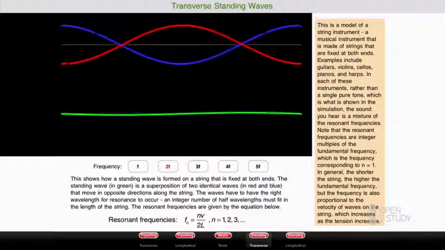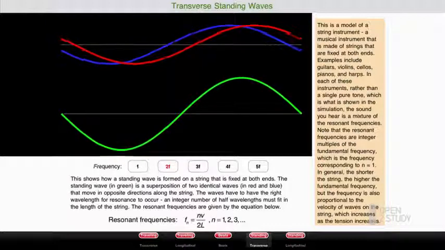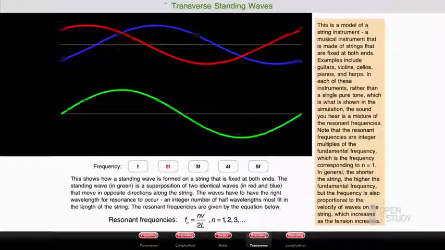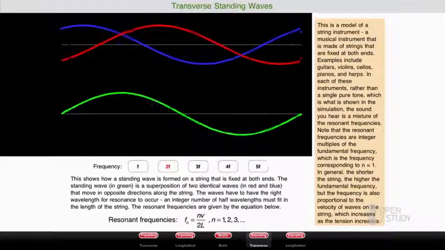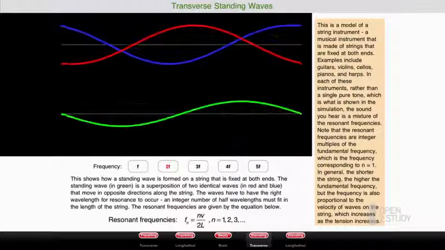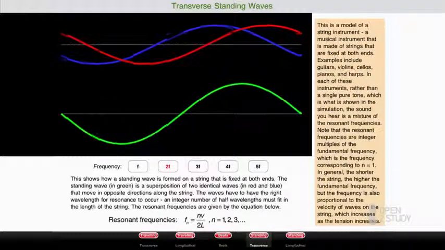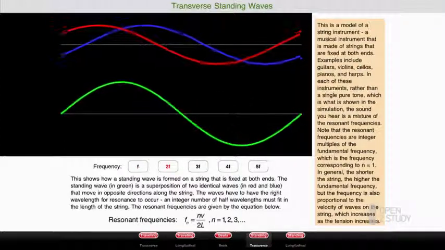If you look carefully now, you can see that the length of the string exactly matches a wavelength of the wave. So on the same string, we can have a wavelength that's twice the length of the string, and now we've got a wavelength that's exactly the length of the string. In fact, those two wavelengths are half of each other, and so the frequencies will have the same relationship. The frequency of the wave you're looking at now is twice the frequency of the one we started with.